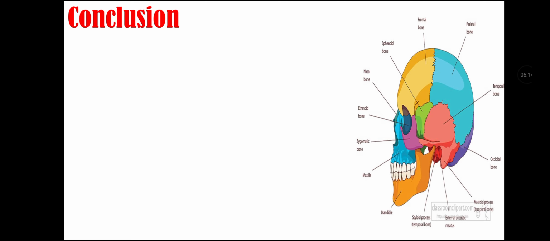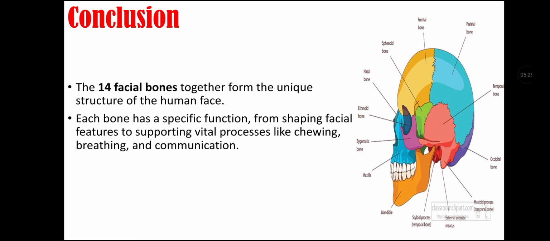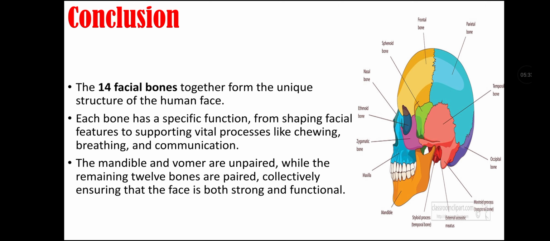Now let's talk about conclusion of this lecture video. There are 14 facial bones together that form unique structure of human face. Each bone has a specific function, from shaping facial features to supporting vital processes like chewing, breathing, and communication. The mandible and vomer are unpaired bones, while the remaining 12 bones are paired bones that collectively ensure that the face is both strong and functional.